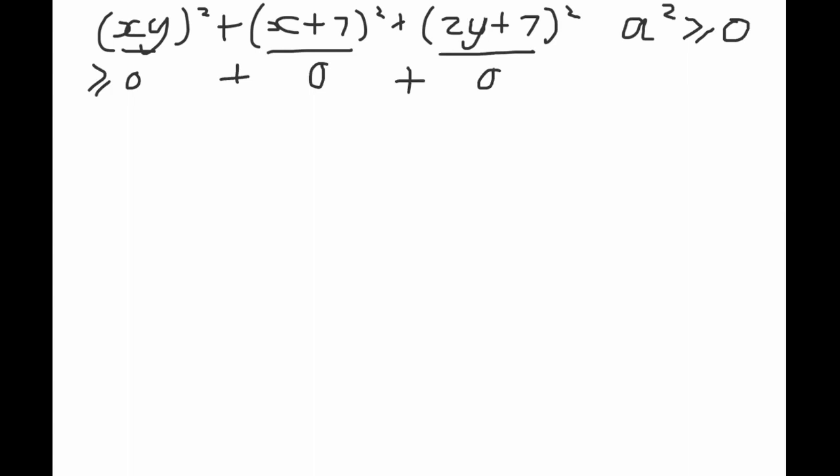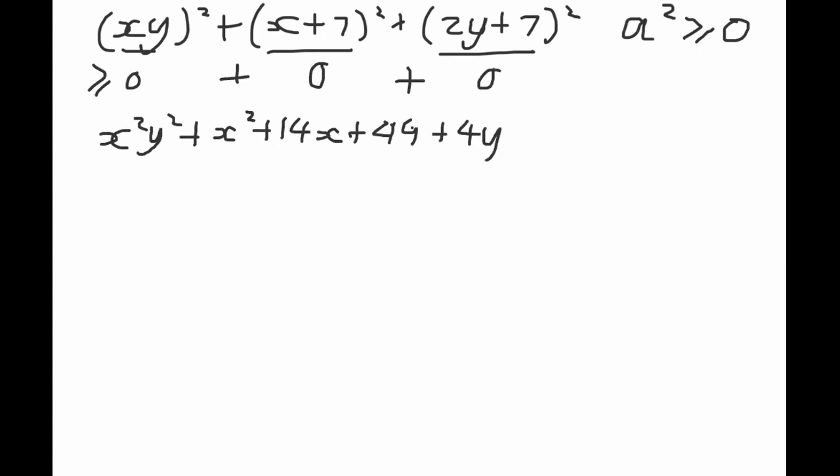So we need to find some way of reducing these 3 squares into just 2 squares. And then we can do something like what I've outlined above. So let's expand these squares and see what we get. We have x squared y squared, x squared plus 14x plus 49. We have 4y squared plus 28y plus 49.